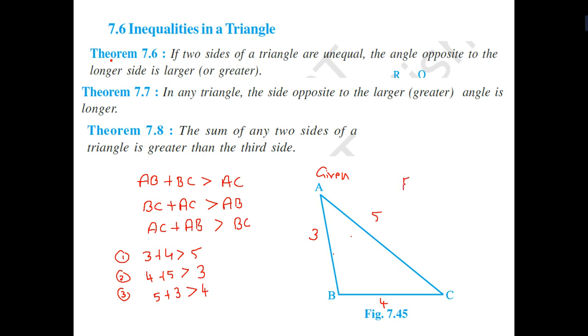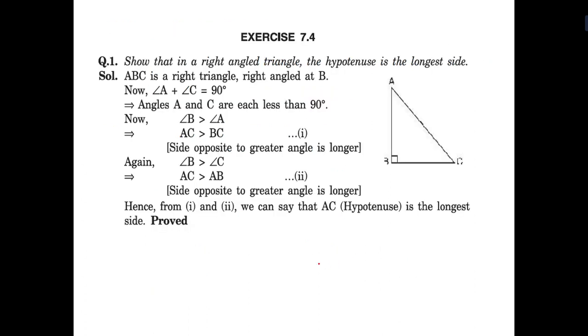Now we go for exercise 7.4. There are 5 sums that we have to understand. First question is: prove that in a right angle triangle, hypotenuse is the longest side. So first of all, we have to draw the triangle ABC given here. We have to make a right angle symbol here. We have to prove that AC is the longest side.